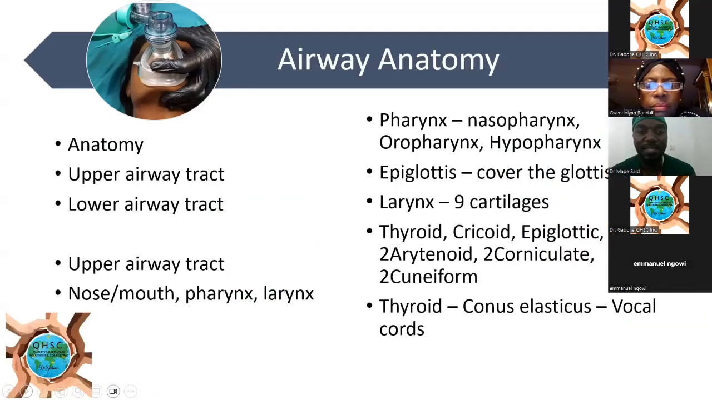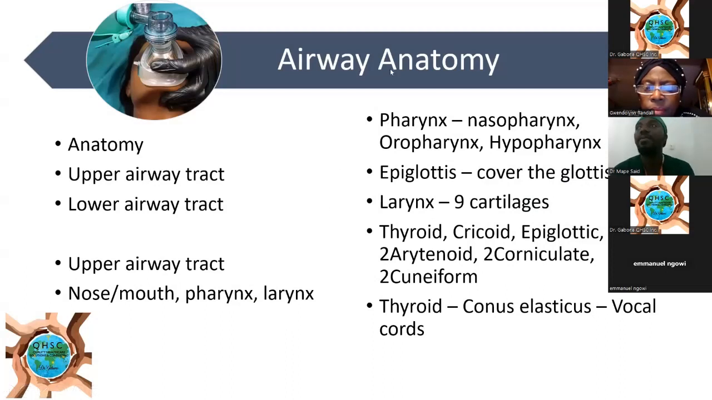As we said in our objective, we want to understand a little bit about airway anatomy and physiology. Regarding anatomy, the airway is considered as having an upper airway tract and a lower airway tract. In the upper airway tract, we have the nose, the mouth, the pharynx, and the larynx. In part of the nose, when you inhale, the oxygen may pass through the nose or the mouth, but in the end, they will all come together into the pharynx.